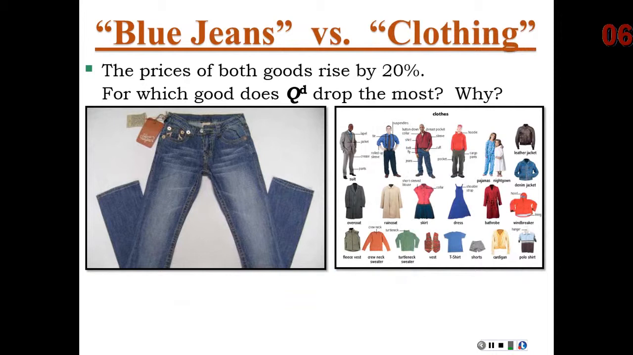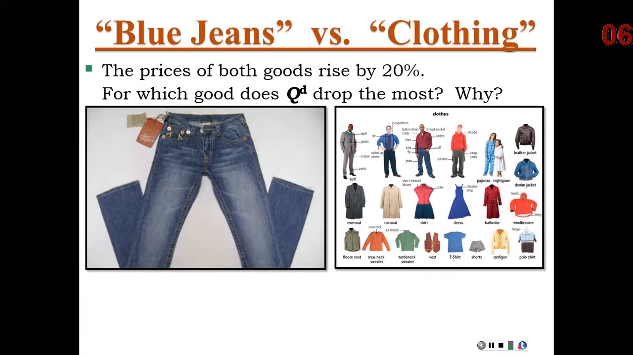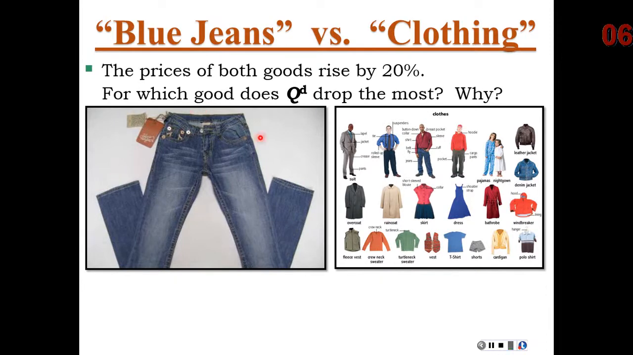Next one. The price of blue jeans goes up by 20%, or compare that to the price of all clothing going up by 20%. In which case would you see quantity drop by the most? Well, we can answer this question in terms of substitutes. Obviously, this is a narrow definition of clothing, just blue jeans. But by looking at a narrow definition, if the price of blue jeans goes up, are there still other forms of clothing that you could wear and still be wearing pants?